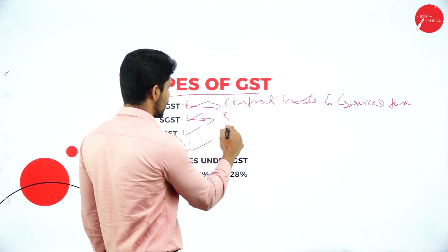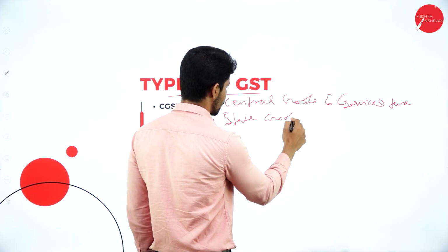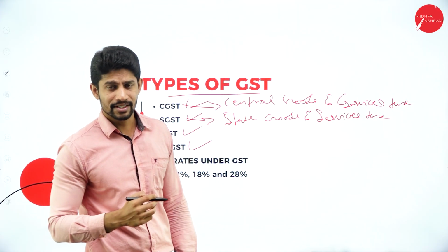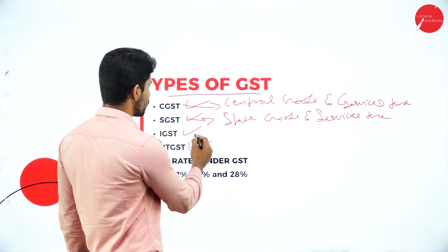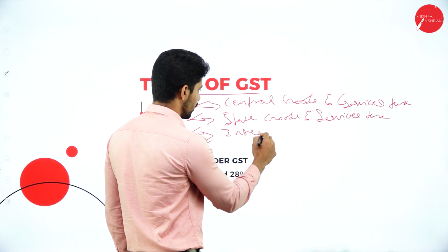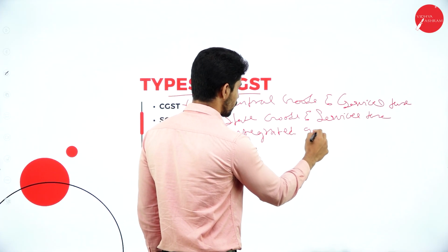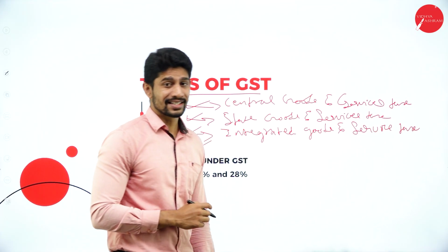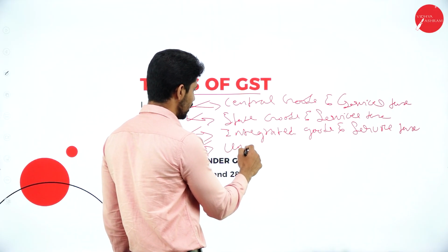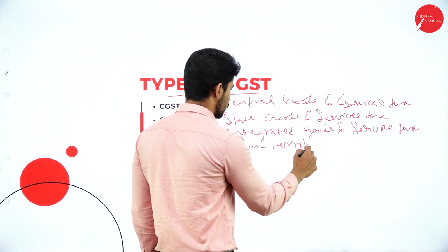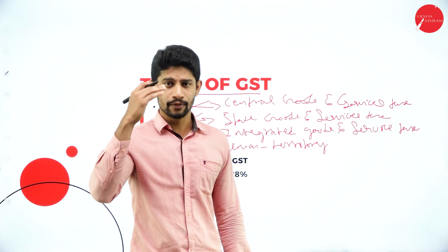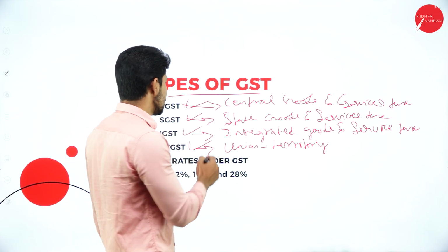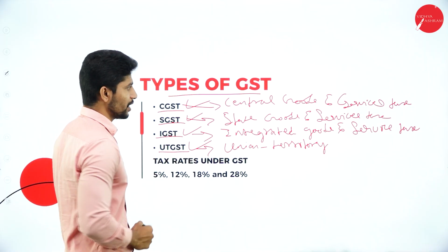And what is SGST? State Goods and Services Tax. Okay, the Central Goods and Services Tax, that is CGST. SGST, State Goods and Services Tax. IGST is nothing but Integrated Goods and Services Tax. UTGST is nothing but Union Territory Goods and Services Tax. So these are the four different types of GST we have. So GST is one indirect tax. Under that GST we have four types, that is CGST, SGST, IGST and UTGST.